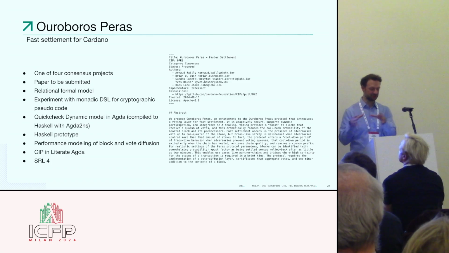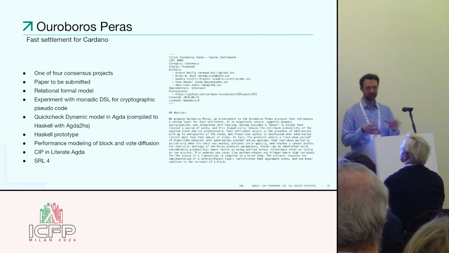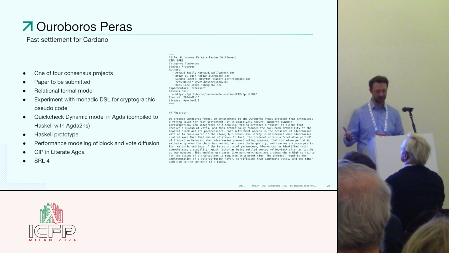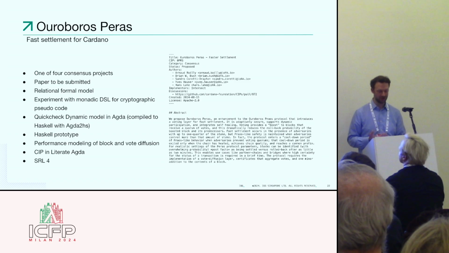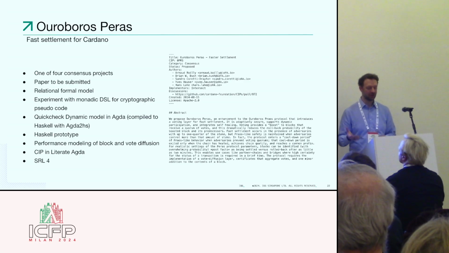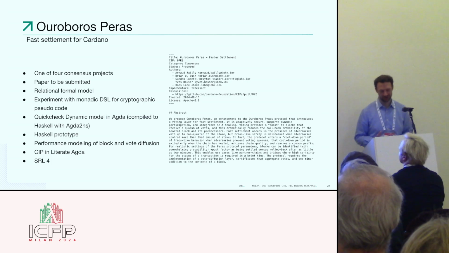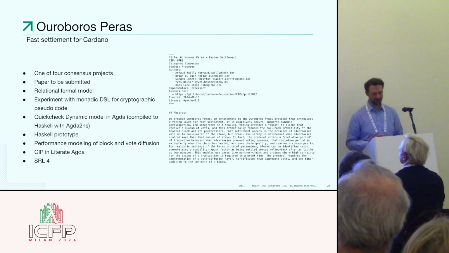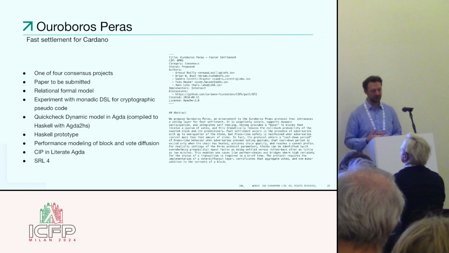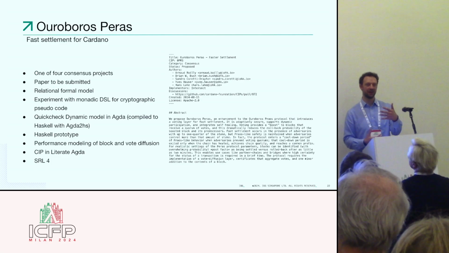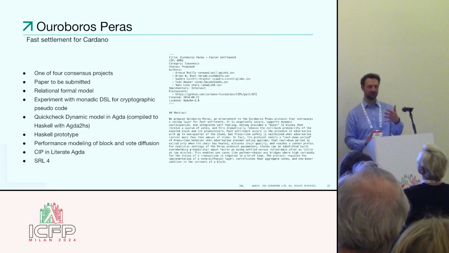The innovation team has given feedback to the researchers, which has changed their design, and the paper is something that they're planning to submit soon. We have a relational formal model, and this is based on approaches that are similar to some work by Bas Spitters and Ilya Sergey on how to formalize safety and liveness for consensus protocols. We experimented with a monadic DSL for the cryptographic pseudocode, which is how the researchers write their protocols.